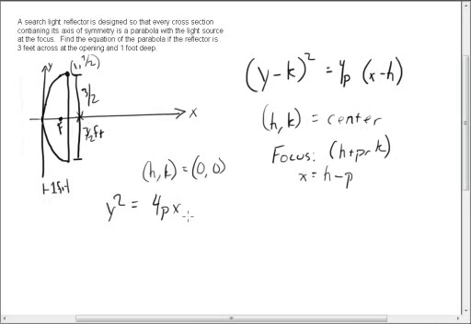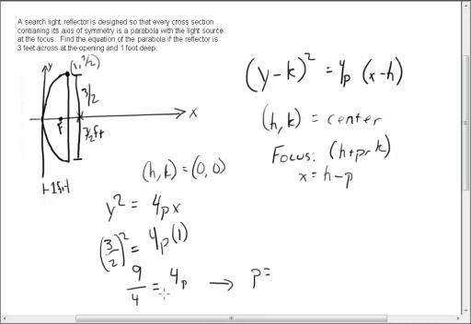So now we can plug that into this equation. Well, 3/2 squared is equal to 4p times 1. Well, this means that 9/4 is equal to 4p. So that leads to p is equal to, we can bring this down to the denominator, 9/16.